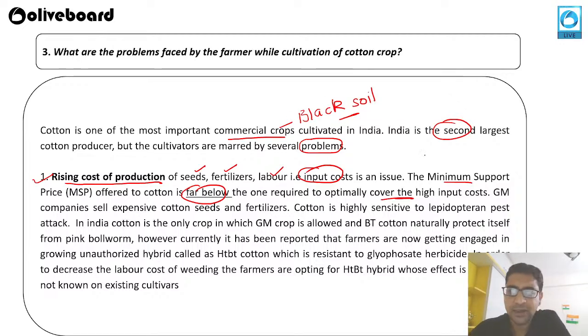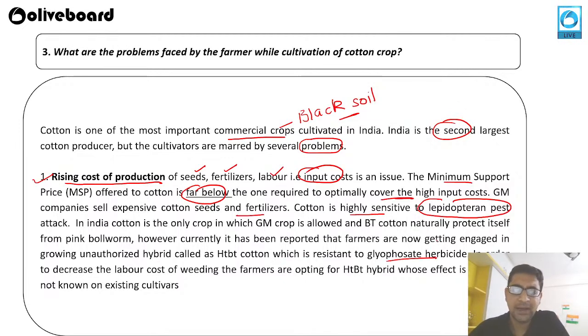Okay, then GM companies, that is genetically modified companies, the companies who are producing GM seeds, sell expensive cotton seeds and fertilizer. Cotton is highly sensitive to lepidopteran pest attack. In India, cotton is only grown where a GM crop is allowed, and BT cotton naturally protects itself from the pink bollworm. However, it has been reported that farmers are growing unauthorized hybrid cotton, that is HTBT cotton, which is resistant to glyphosate herbicide.